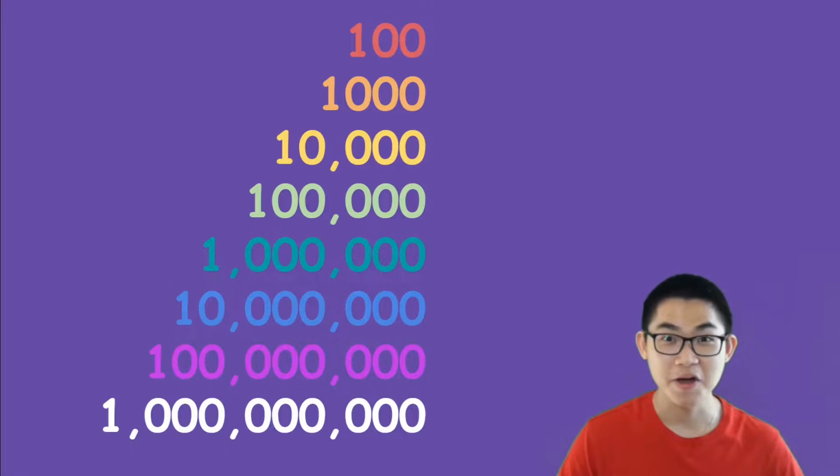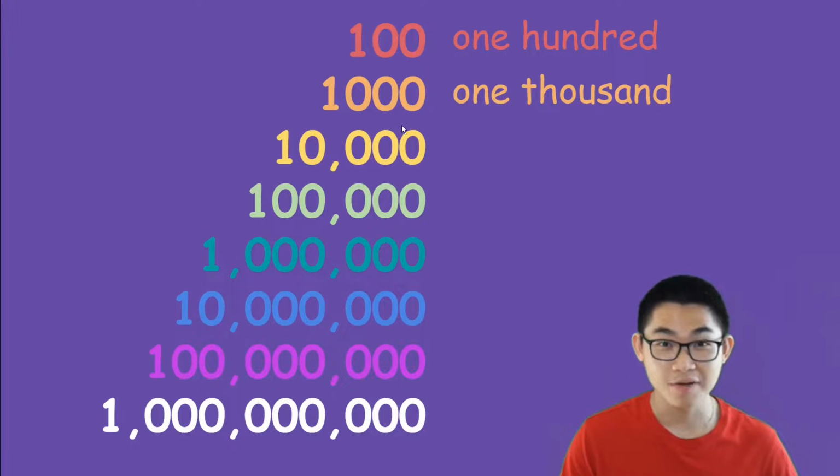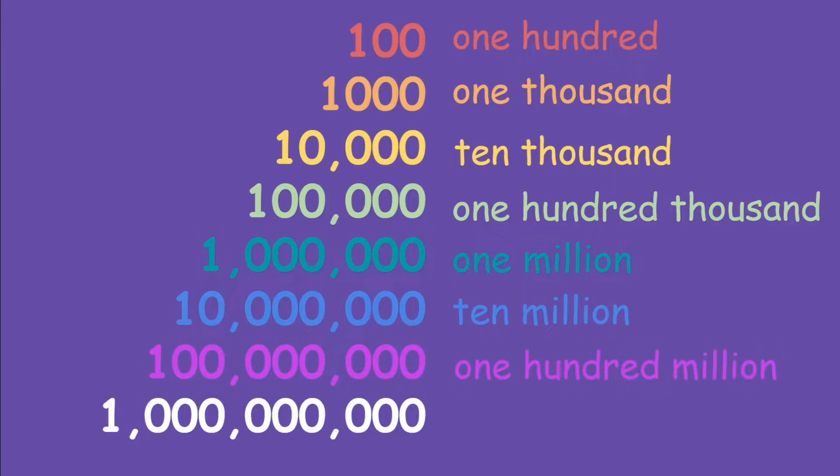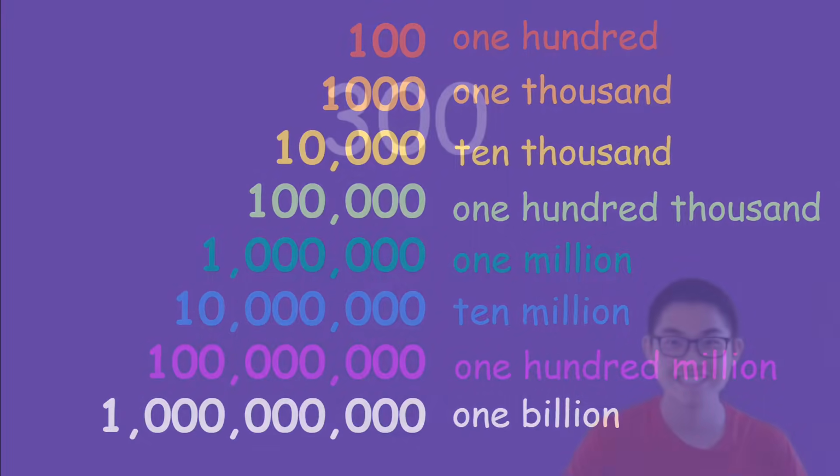In this video, I'm going to show you how to say big numbers in English. So let's go ahead and start with the first one. We have 100. If we have 3 zeros, it's 1,000. And then this number is 10,000, 100,000, 1 million, 10 million, 100 million, and 1 billion.